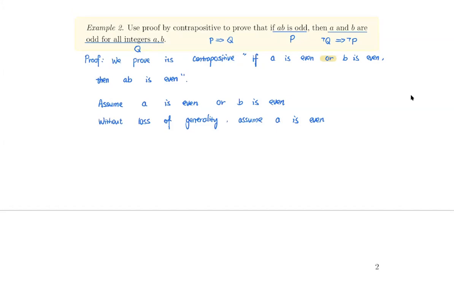Since A is even, we can write A equals 2k, where k is an integer. So AB equals 2k times B, which is even. And that's it. Any question?